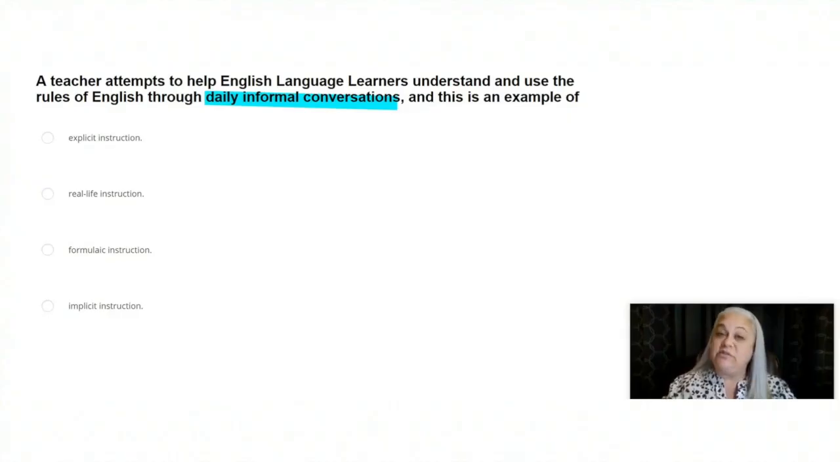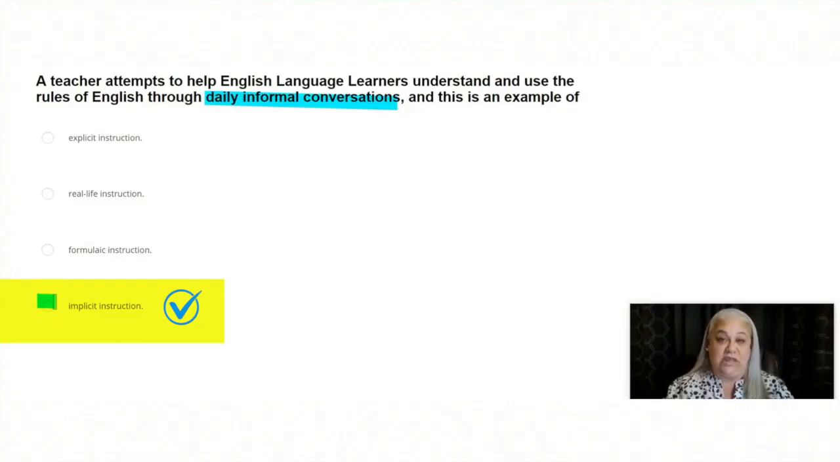The next choice, formulaic instruction, is instruction through the use of formulas. And again, when we're talking about daily informal conversations, then we know we would not be following a formula of instruction. And the final choice, implicit instruction, is instruction that is implied and it's also informal. So therefore, implicit instruction is going to be the best choice because implicit instruction is informal and conversational. By allowing the students to have more informal conversations, students are able to learn various intricacies of the English language. Therefore, implicit instruction is the best choice.